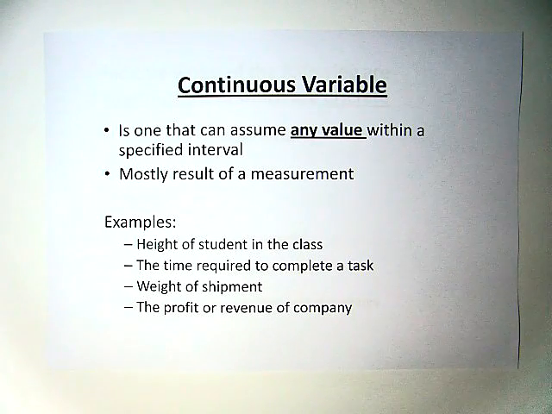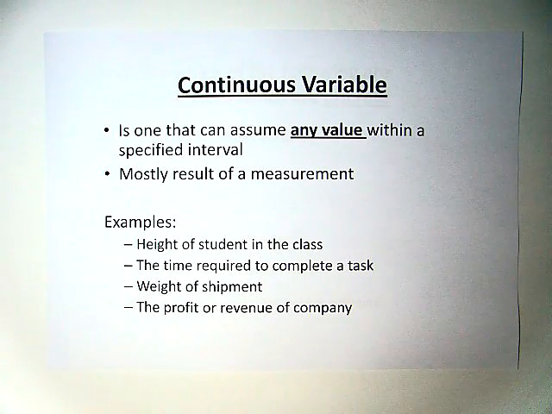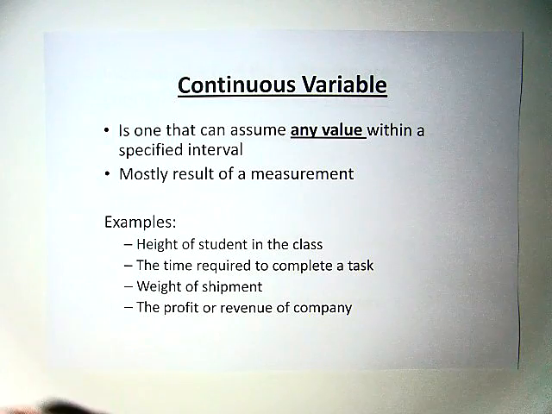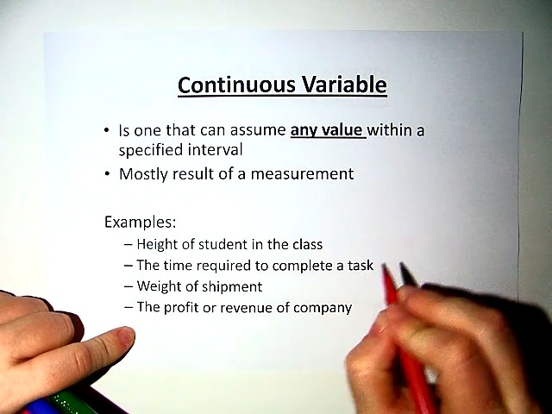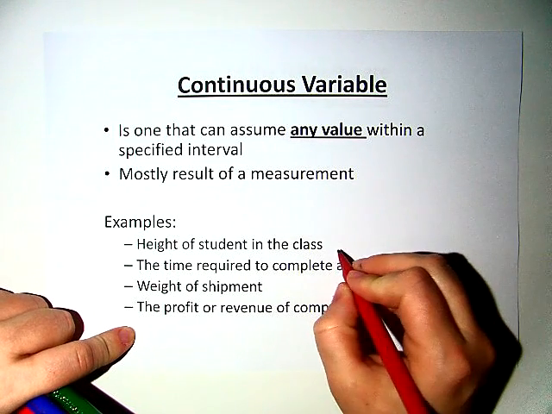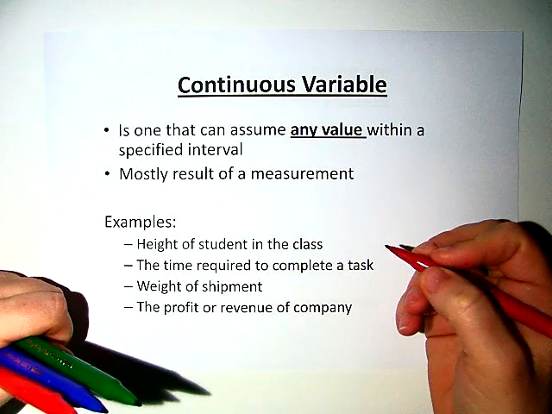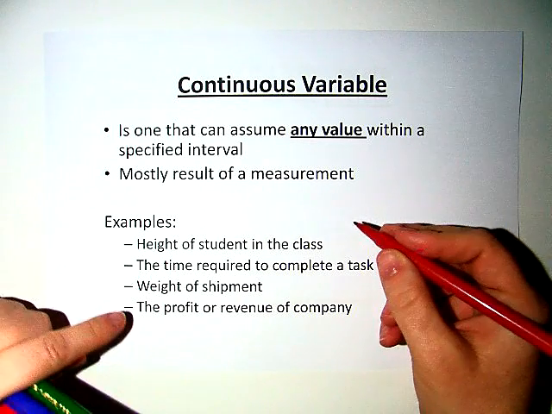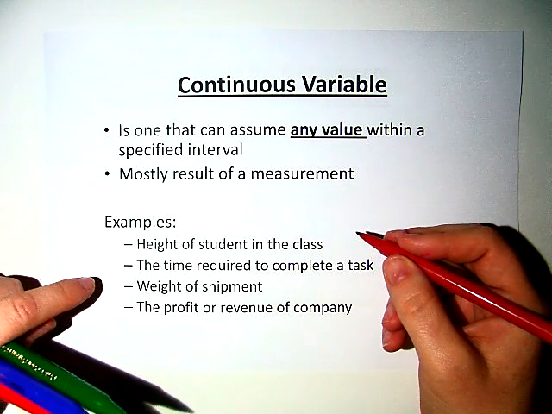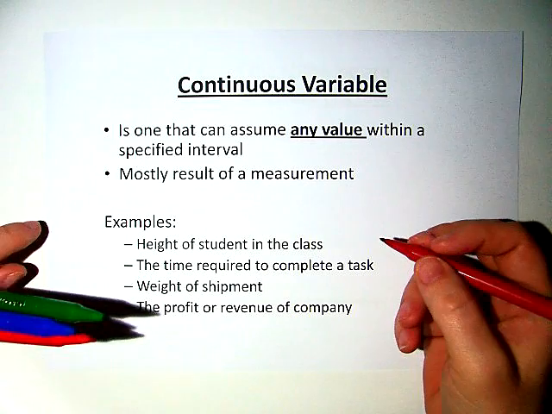Continuous is one that could be an interval. So, for example, height of students in a class. Well, you wouldn't say each and every person is 180, 180.6, 181. It would be variable depending upon how closely you measured.